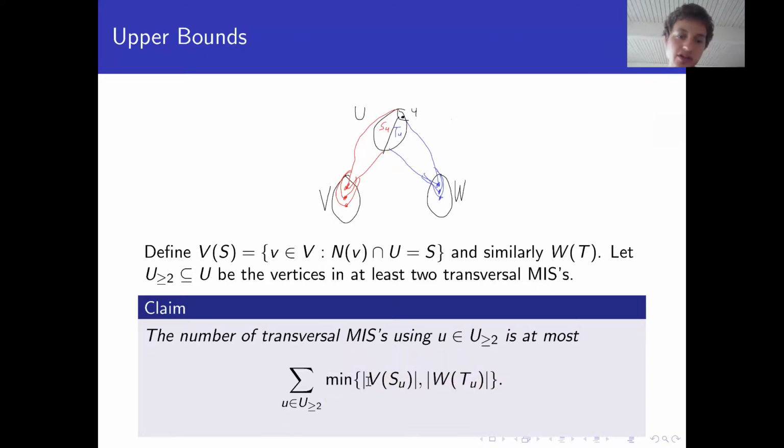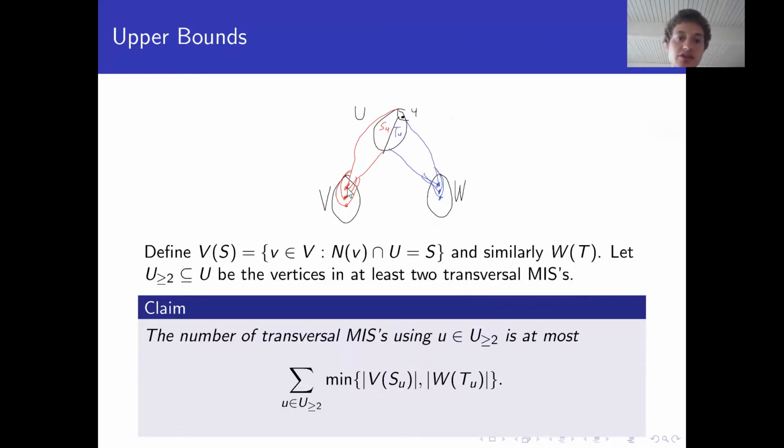In particular, it's at most this, and it's at most this. So why is that? Well, for each vertex U, the only vertices in capital V which it could form an MIS with is exactly this V of S U set. By the previous claim, every vertex in an MIS with U must belong to this thing.